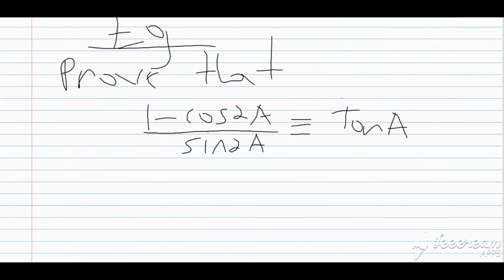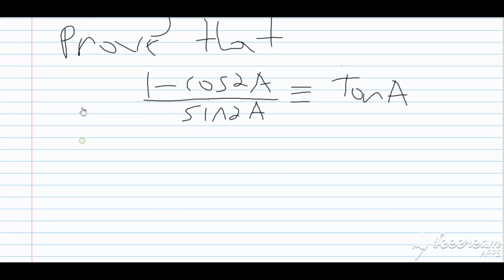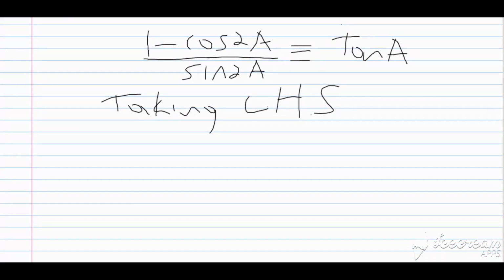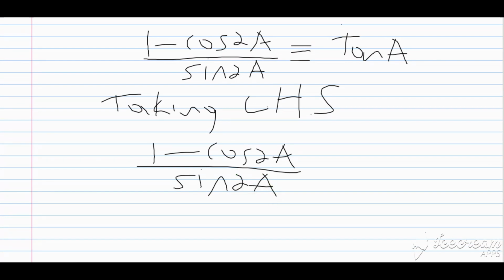All right, now here's an example. I am being asked to prove that 1 minus cos 2a over the sine of 2a is equivalent to tan a. So remember with proofs, we first need to decide which side we're going to be taking. So I'm going to be taking the left hand side, which is abbreviated LHS. Now the left hand side here is 1 minus cos 2a over the sine of 2a. Now it is critical that we look at what we should get. At the end of the day, I'm supposed to end up with the tangent of a.